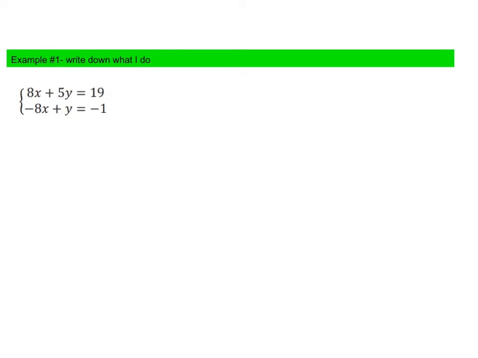All right, for example number 1, we have two linear equations stacked on top of each other. We have a system, and I want to use elimination to eliminate one of these variables. The first thing I always want to do is rewrite my equations so that there's no minus signs and so that everything is stacked nice and neat on top of each other. So I'm just going to do that right here. This y is actually 1y, so I'm going to put 1y. All right. And now I have my equations stacked directly on top of each other, and I'm ready to get started trying to eliminate this.